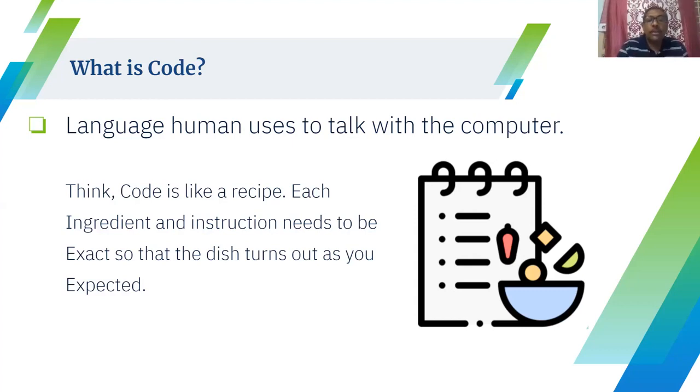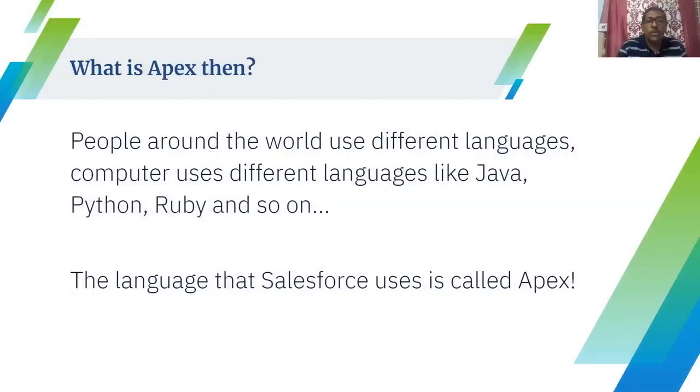Same way here, we are going to write code. So what kind of code are we going to use? We are going to use Apex as a language, as a technology. Each and every time I say Apex, we should know what it is all about. So what is Apex then?